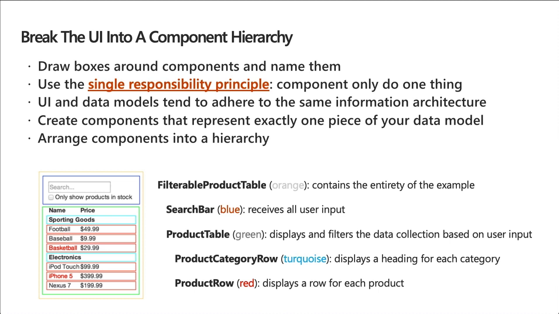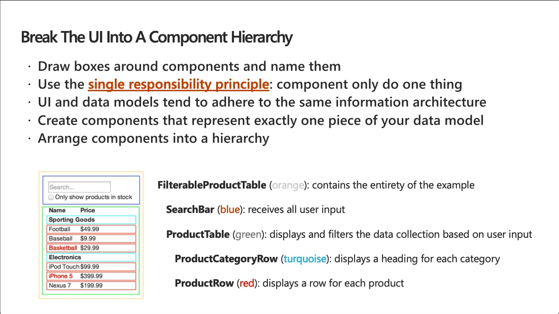Since you're often displaying a JSON data model to a user, you're going to find that if your model was built correctly, your UI, and therefore your component structure, is going to map quite nicely. That's because the UI and data models tend to adhere to the same informational architecture, or IA, which means that the work of separating your UI into components is often very trivial. Just break it up into components that represent exactly one piece of your data model.